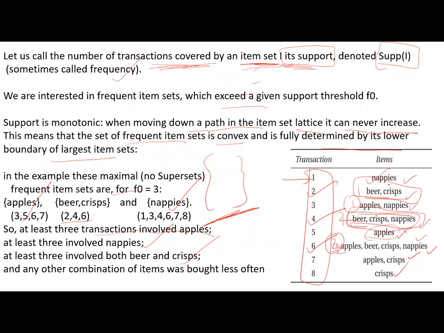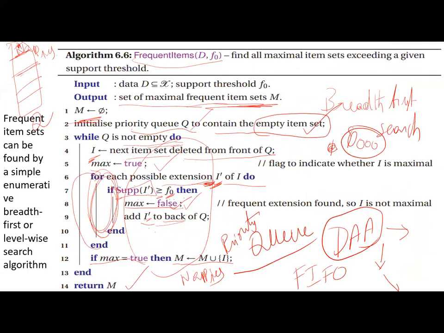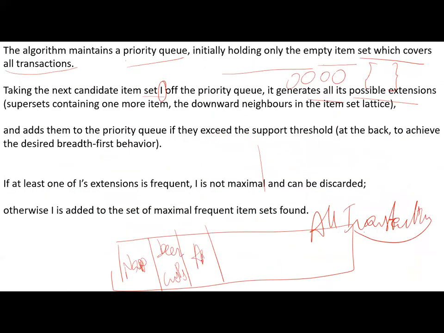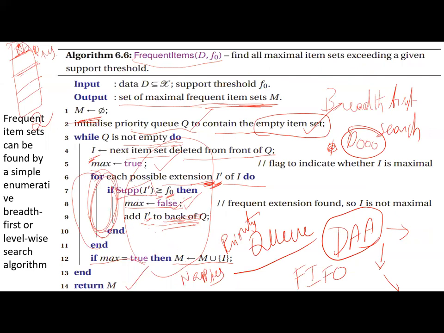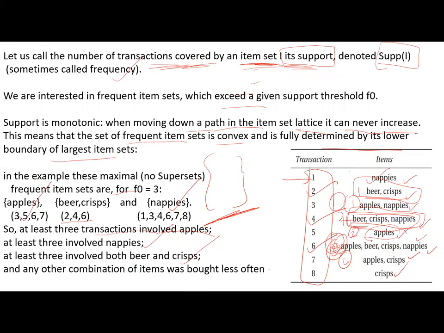Apples. If you take apples, this is 1 and this is 2, this is 3 and this is 4. So apples will be taken, and that will be added to the queue. That will be added to the queue and our queue becomes now apples. Next, again it goes there, and again it finds apples, beer, crisp, which is not usable, so we discard it.